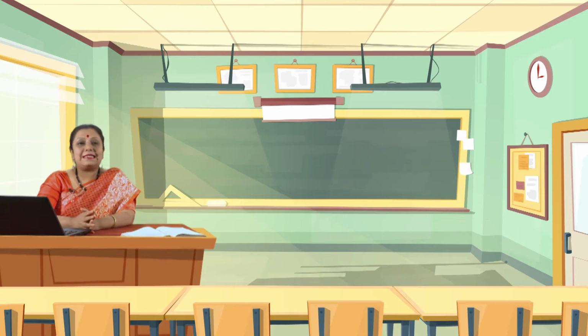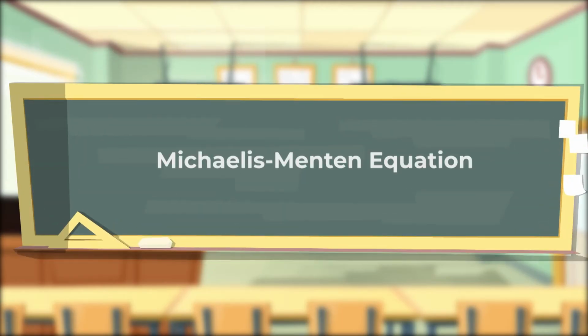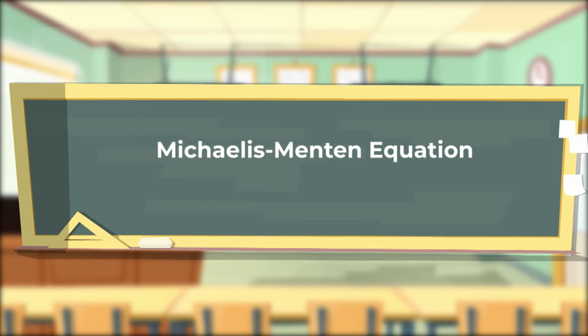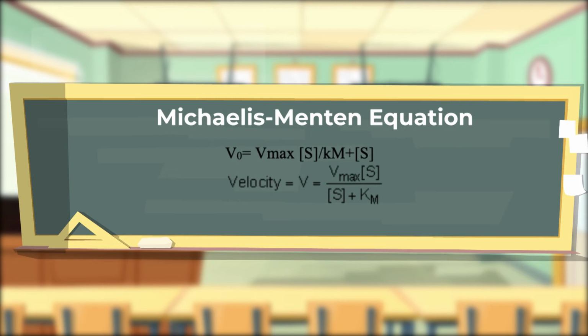Based upon this steady state kinetics, Michaelis and Menten gave their equation by correlating the initial velocity with the maximum velocity, the Michaelis constant, and the substrate concentration, that is, V0 = Vmax [S] / (Km + [S]). Km is the Michaelis constant. Now, there are a few assumptions of the Michaelis-Menten equation.